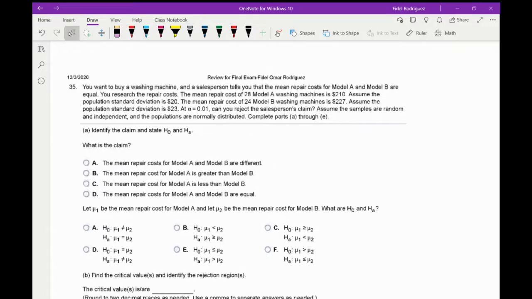Okay. So let's take a look here. Problem 35 says you want to buy a washing machine, and a salesperson tells you that the mean repair costs for Model A and Model B are equal.